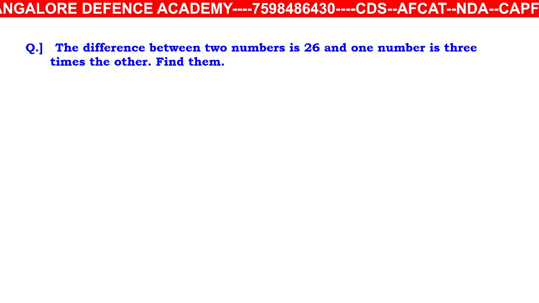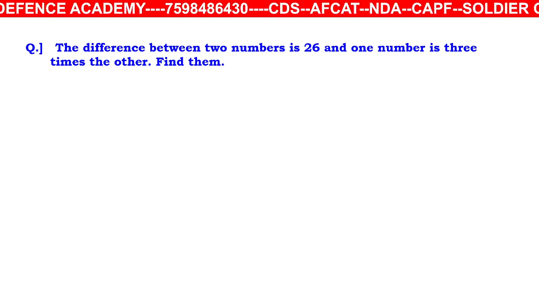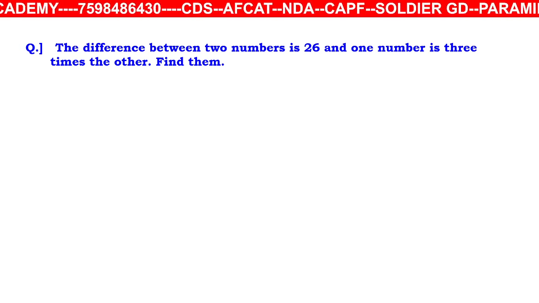Next question. The difference between two numbers is 26 and one number is 3 times the other. Find them.